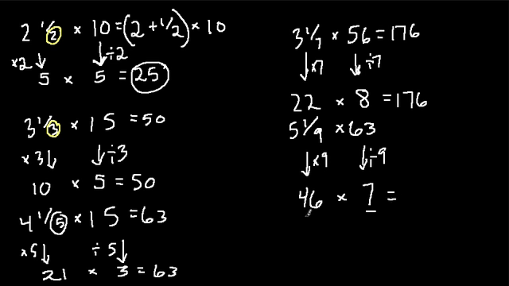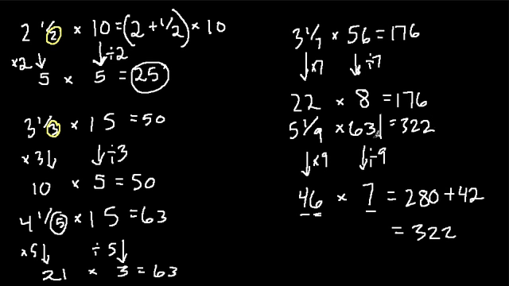I think of 7 times 40 is 280, just like 7 times 4 is 28, 7 times 40 is 280, plus 7 times 6, which is 42. Add those up, I get 322. So this one's 322.